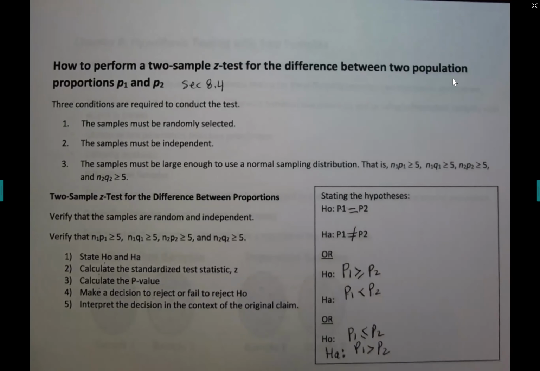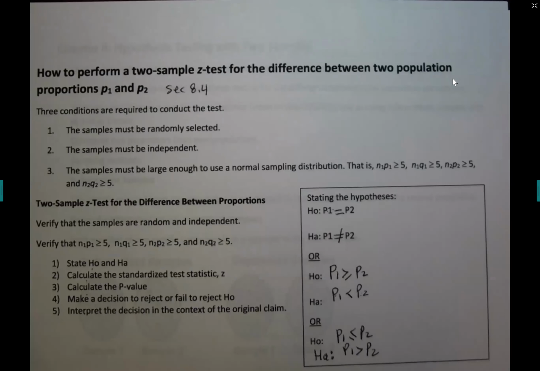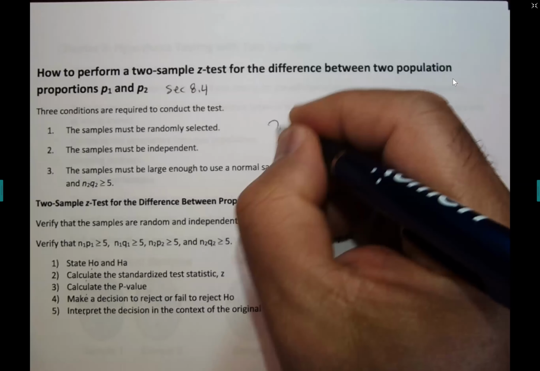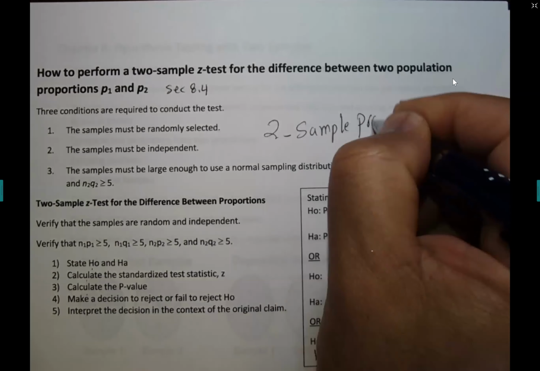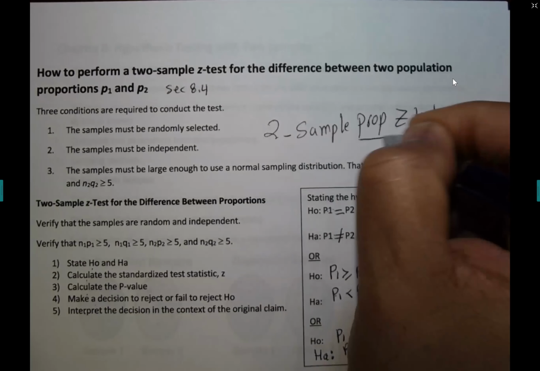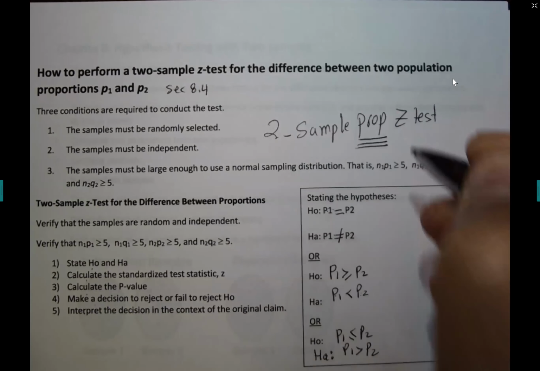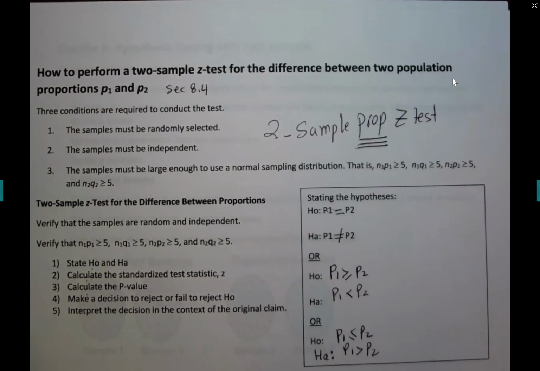And the test that we use here is called a 2-sample proportion z-test. You see, it has the prop word in it. It's a 2-sample proportion z-test. Let's do an exercise and show you how that works.